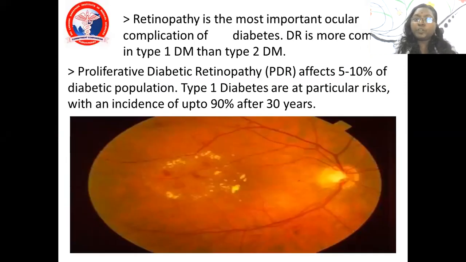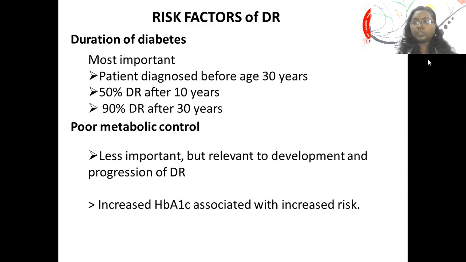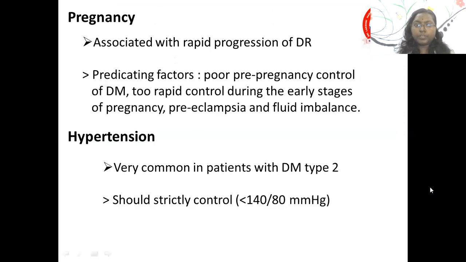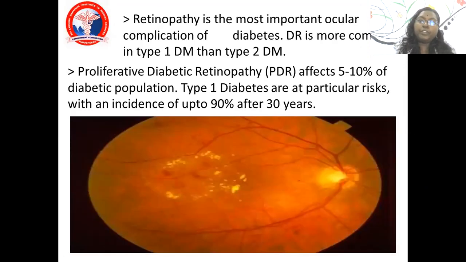Retinopathy is the most important ocular complication of diabetes. Diabetic retinopathy is more common in type 1 diabetes when compared to type 2 diabetes. Proliferative diabetic retinopathy affects 5 to 10% of the diabetic population. Type 1 diabetics are at particular risk, with an incidence of 90% after 30 years.